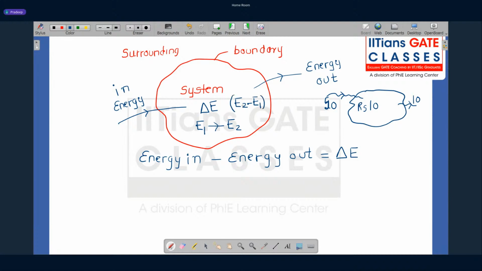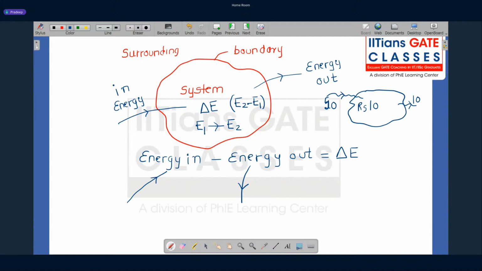So what will happen to E2 minus E1? Net energy of the system. The energy of the system will increase if more energy is coming inside the system and less energy is going outside. Energy of the system will decrease if more energy is going outside and less is coming inside. So this is a very, very simple or basic definition, which you can relate in terms of the bank balance.